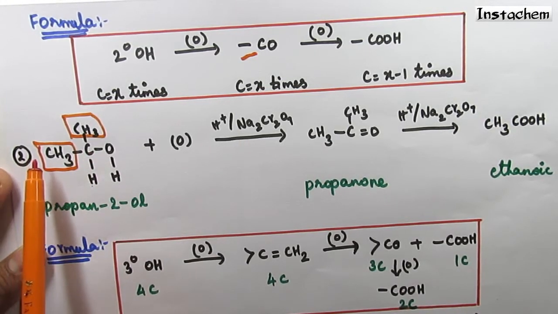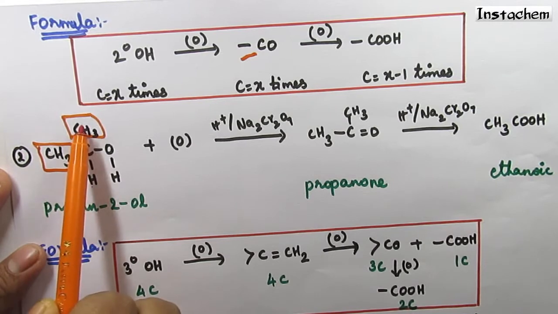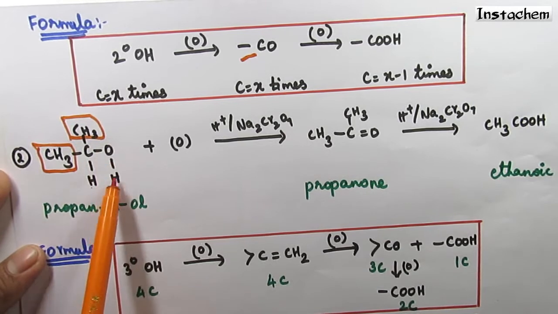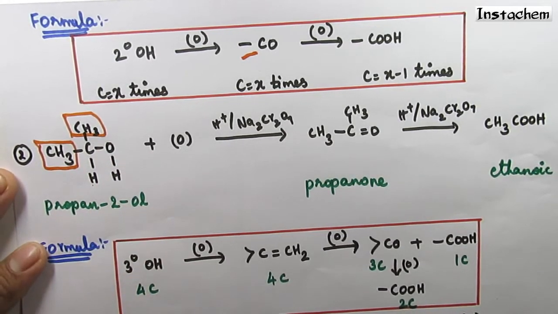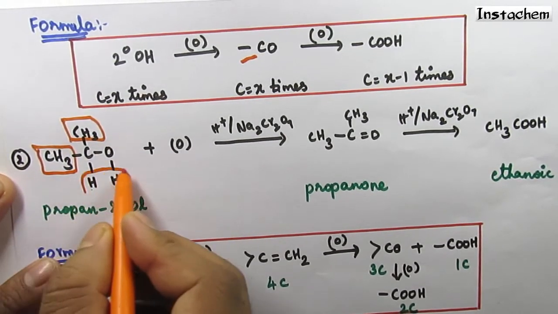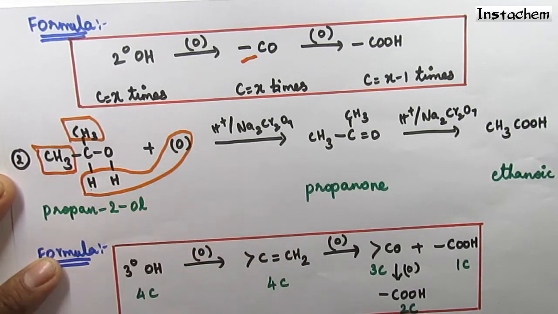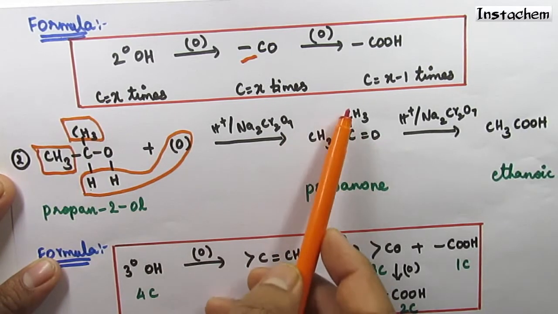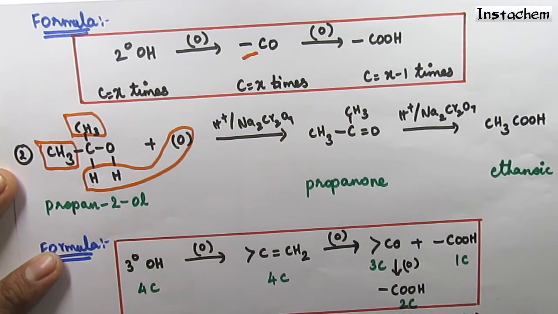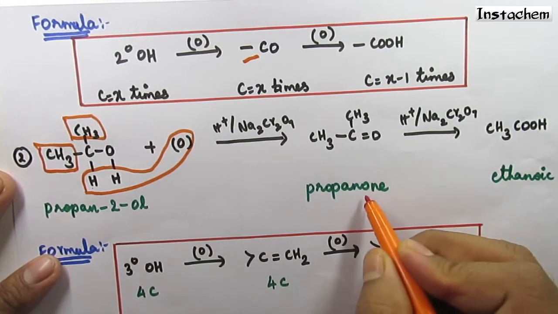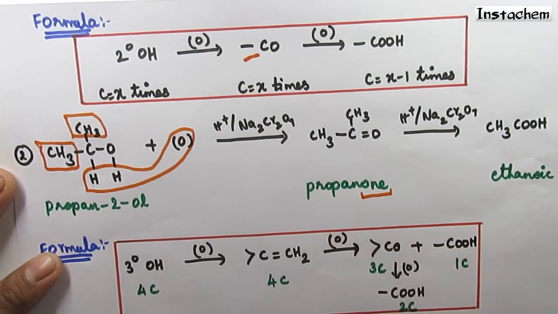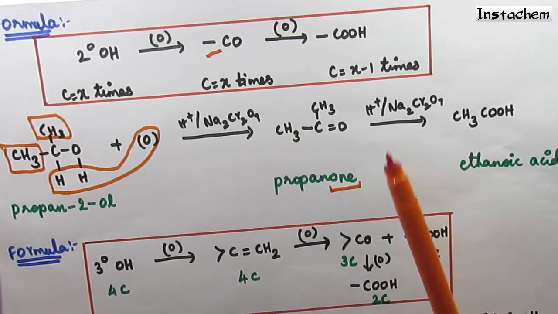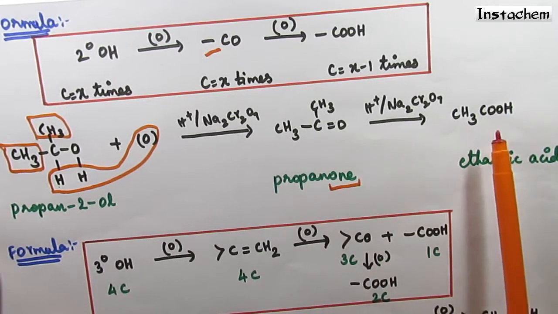We have to give numbering 1, 2, 3. So this is a linear long chain. At the second carbon, OH is present, so propan-2-ol. It undergoes oxidation. Take these 2 hydrogens and one oxygen, we will get water, and introduce a double bond between carbon and oxygen: CH3, C double bond O, CH3. This is propanone. It has 3 carbons, so prop, and the last e is replaced by one. On further oxidation, it becomes acid, but one carbon is reduced, so it becomes acetic acid.